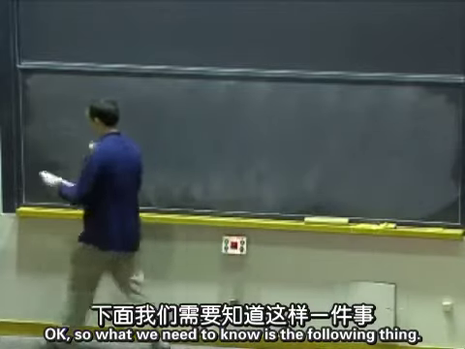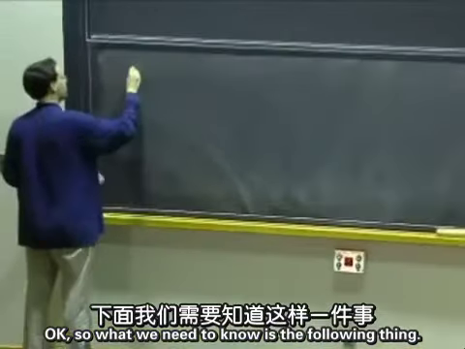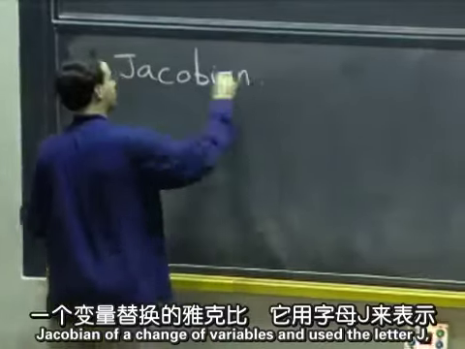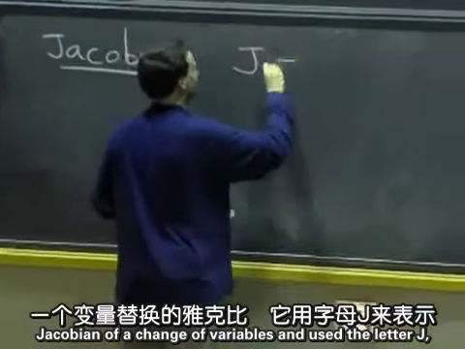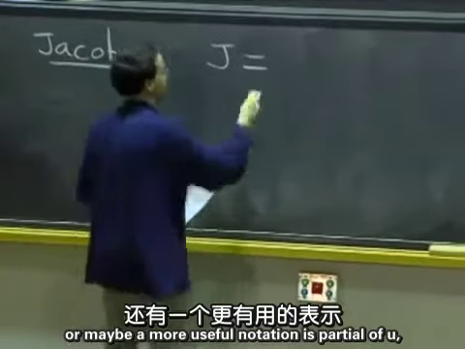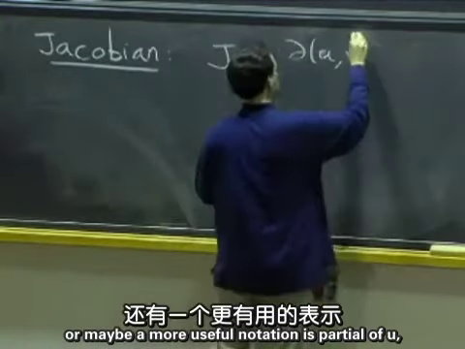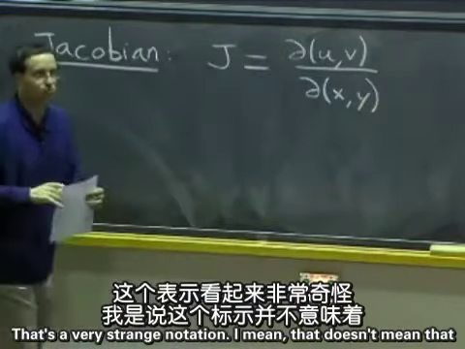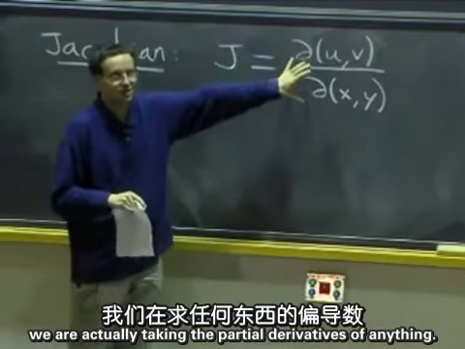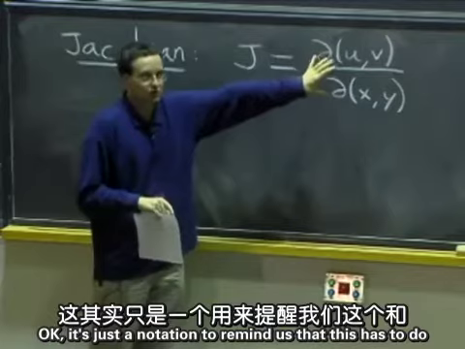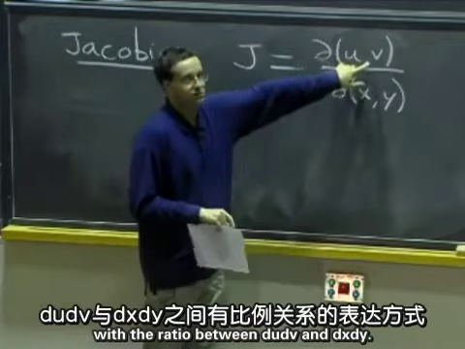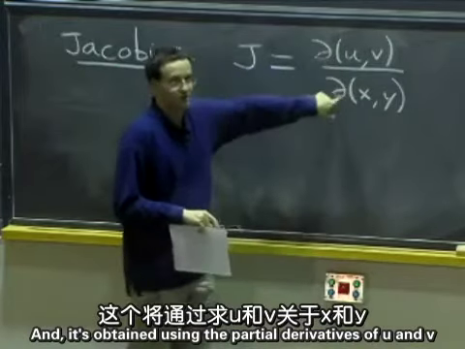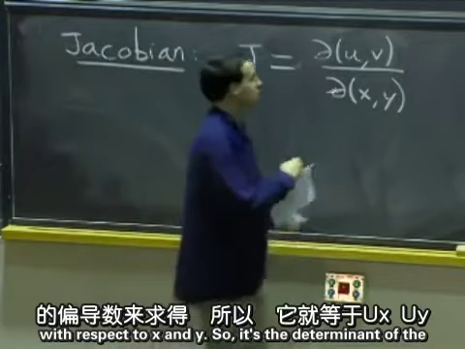Okay, so what we need to know is the following thing. We define something called the Jacobian of a change of variables, and use the letter J, or maybe a more useful notation is partial of uv over partial of xy. That's a very strange notation. That doesn't mean that we're actually taking the partial derivative of anything. It's just a notation to remind us that this has to do with a ratio between du dv and dx dy. And it's obtained using the partial derivatives of u and v with respect to x and y.